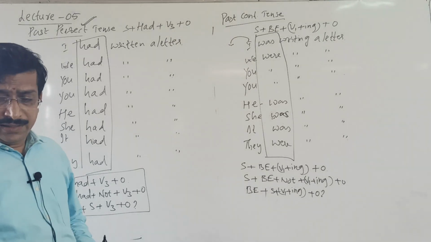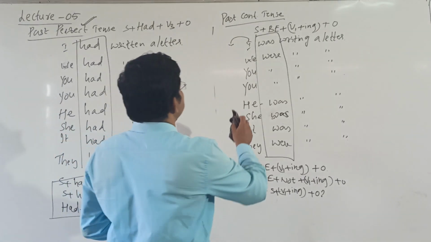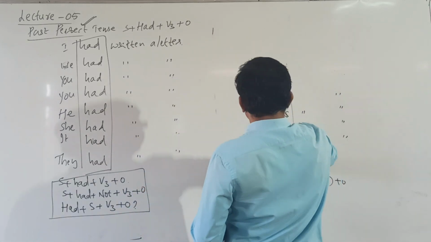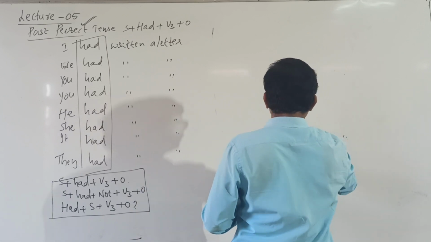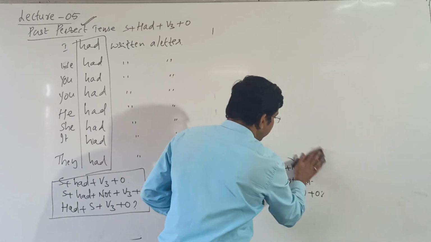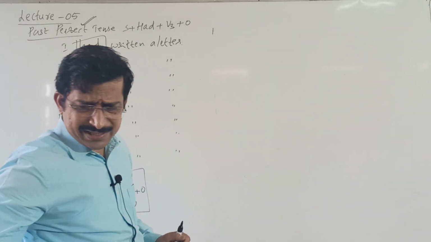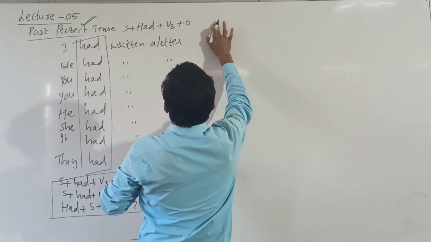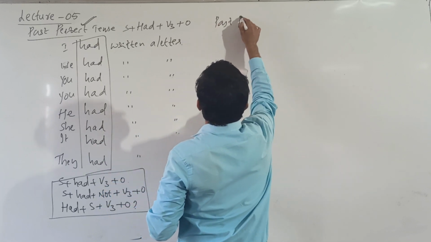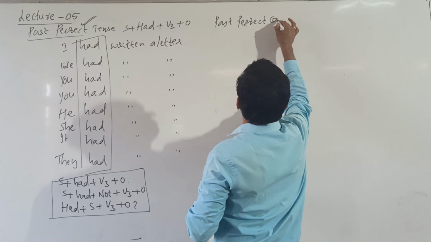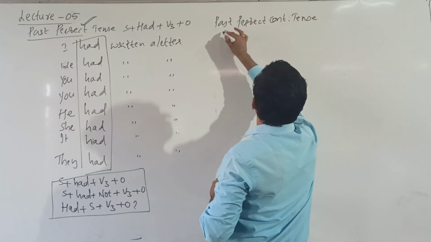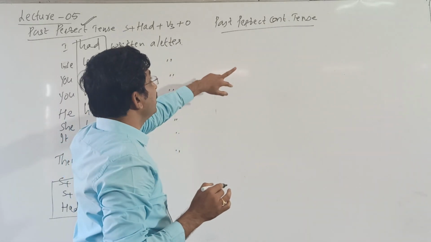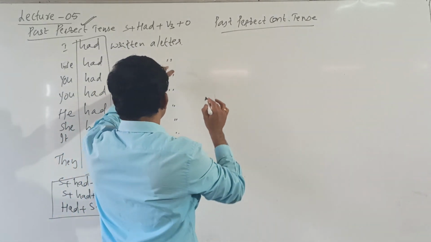Then, past perfect continuous tense. In past perfect continuous tense, first refer to the present perfect continuous tense. Take the same example over here: this is a past perfect tense sentence. Now here, past perfect continuous tense. Change the same sentence into present perfect continuous tense first.